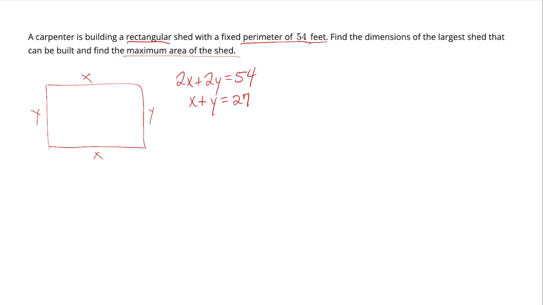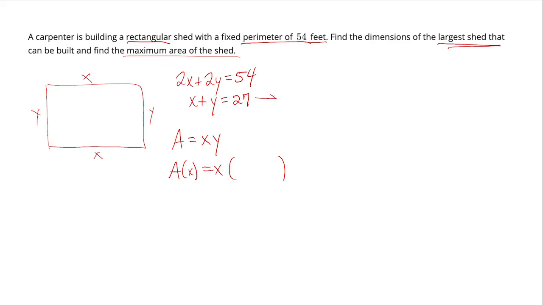So if we're trying to find the largest shed that can be built and then find the maximum area, I absolutely need an area function. So the area of a rectangle is width times height, or base times width, or length, whatever. Anyway, x times y. Now I need area just in terms of x's, so I need to make a substitution for that y.